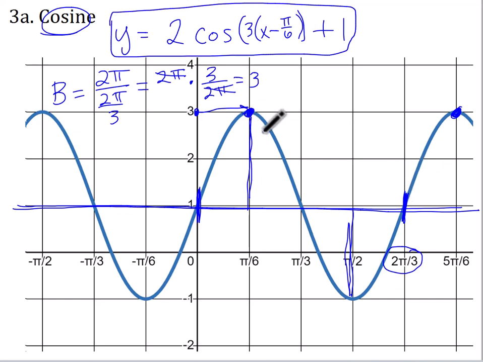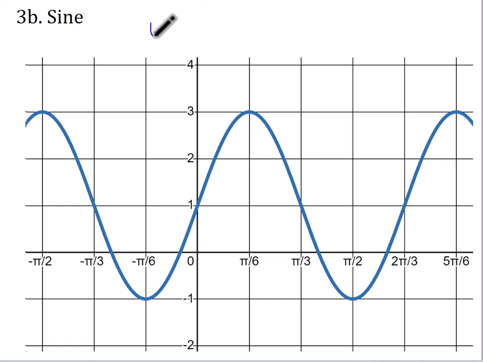Now, if I took that same graph, and I tried to write it as a sine function, the amplitude's not changing, the period is not changing, the shift up and down is not changing. And so on my next equation, all of those things can stay exactly the same. So I have y equals 2 sine this time, 3x plus 1. The thing that is different is the shift left or right.